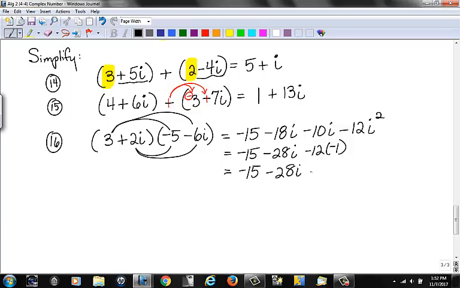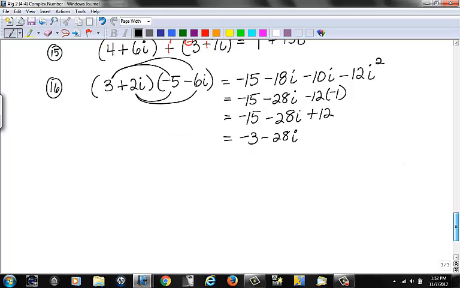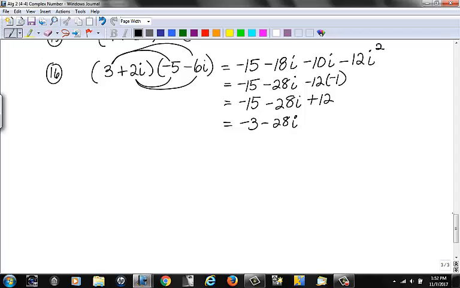So that would be a plus 12. Keep going. Negative 3 minus 28i. That's as far as you go. Okay? So always simplify. I squared is negative 1. On all these problems, you can simplify and simplify it down.